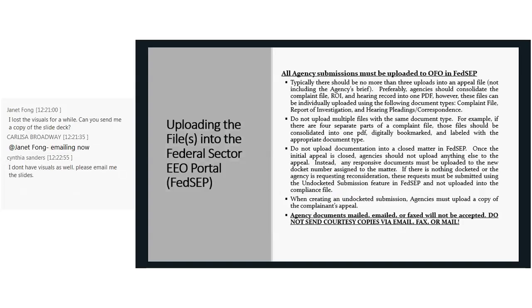For example, if there are 4 separate parts of a complaint file, those files should be consolidated into one PDF, digitally bookmarked, and labeled with appropriate document type. Do not upload documentation into a closed matter in FedSep. This occurs quite frequently. Once the initial appeal is closed, agencies should not upload anything else to the appeal. Instead, any responsive documents must be uploaded to the new docket number assigned to the matter.